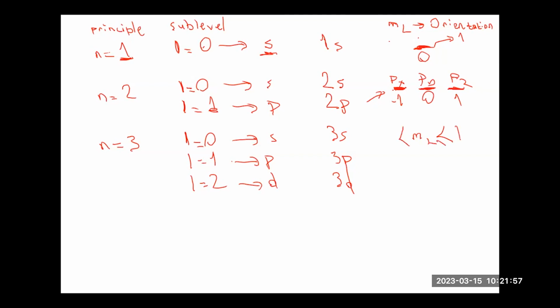So ML is always in between plus L to minus L. And let's look at the orientation Px, for example. Px is something like horizontal axis. Py is a vertical axis. Pz is along the z-axis.